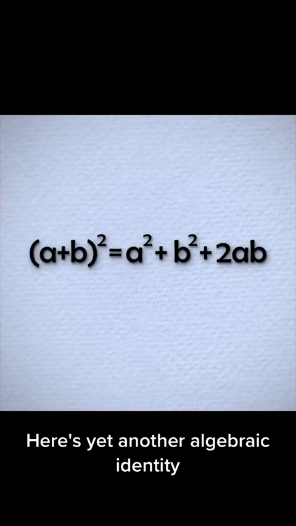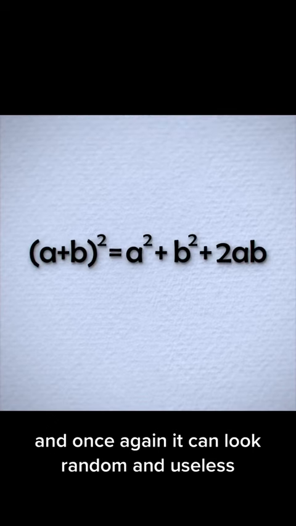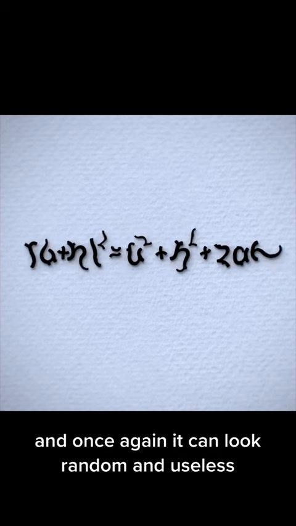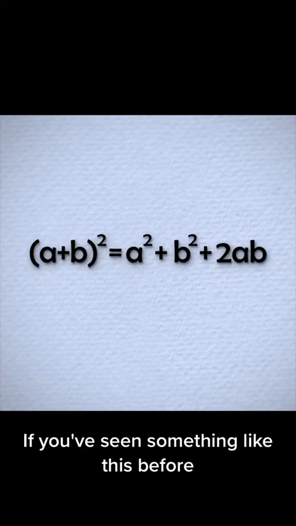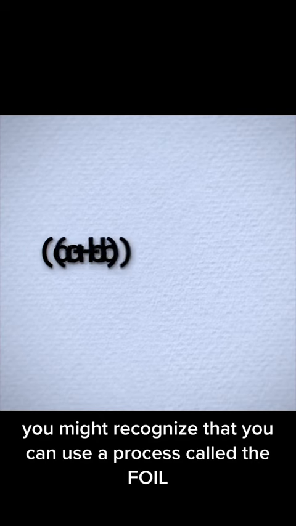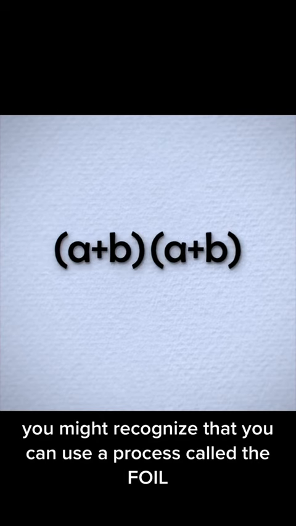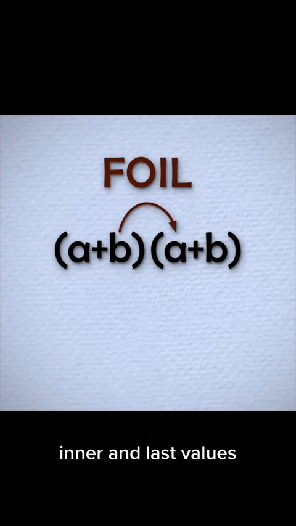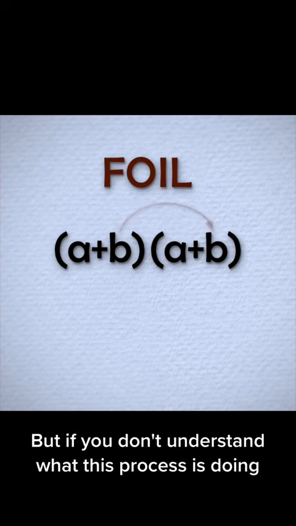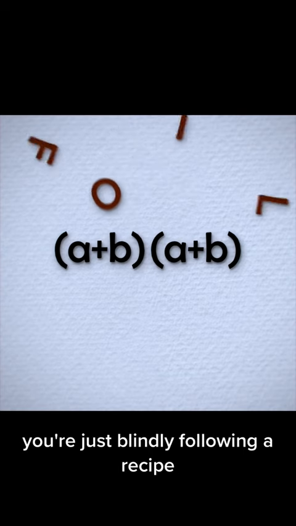Here's yet another algebraic identity, and once again, it can look random and useless if we don't understand the relationship that it describes. If you've seen something like this before, you might recognize that you can use a process called the FOIL method on it to multiply the first, outer, inner, and last values. But if you don't understand what this process is doing, you're just blindly following a recipe.